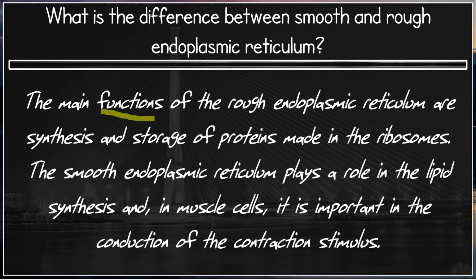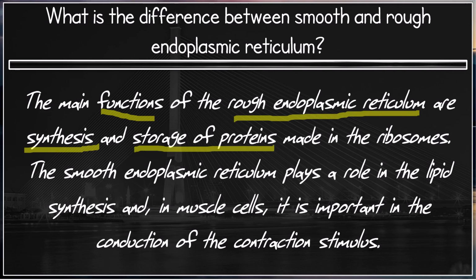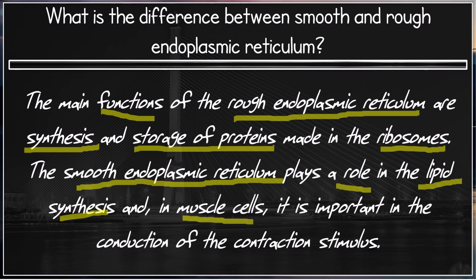The main functions of the rough endoplasmic reticulum are synthesis and storage of proteins made in the ribosomes. The smooth endoplasmic reticulum plays a role in lipid synthesis and, in muscular cells, it is important in the conduction of the contraction stimulus.